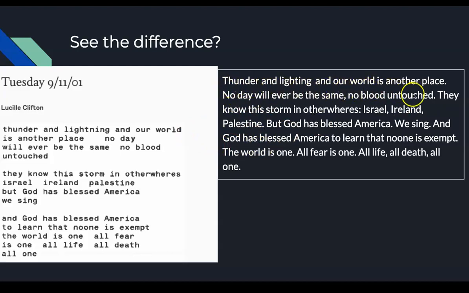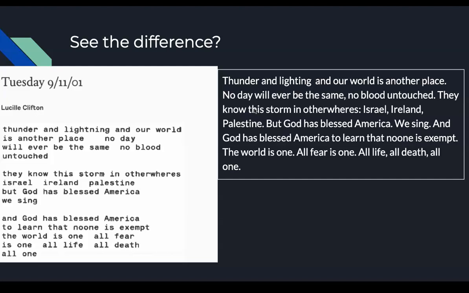Thunder and lightning in our world is another place. No day will ever be the same. No blood untouched. So without the line break here on no day, without that enjambment, it doesn't tell us that there's supposed to be a second meaning. It doesn't ask us to consider that pause.